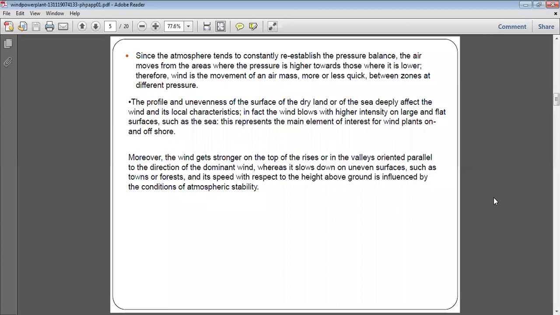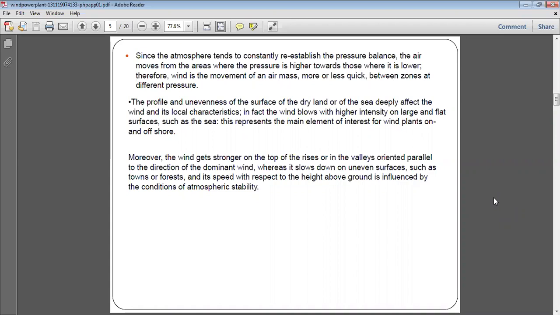The profile of unevenness of the surface of the dry land or the sea deeply affects the wind and its local characteristics. In fact, the wind blows with higher intensity on large and flat surfaces such as the sea. This represents the main element of interest for wind power plants, onshore and offshore. So we generally see that wind power plants are located near the shore, onshore or offshore.